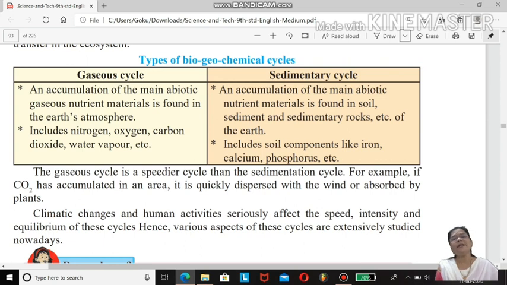Then what is sedimentary cycle? Sedimentary means the accumulation of main abiotic nutrients is found in soil and that sediment in the rocks of the earth.